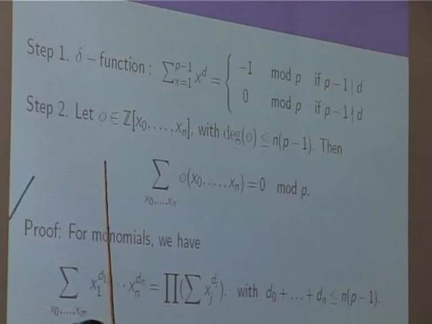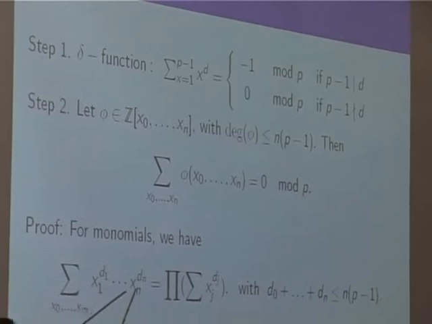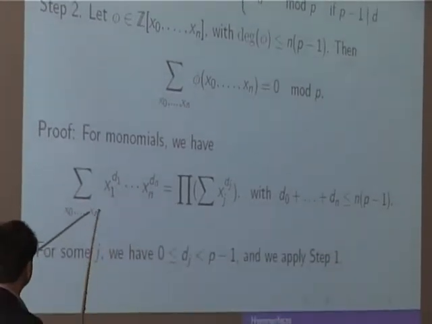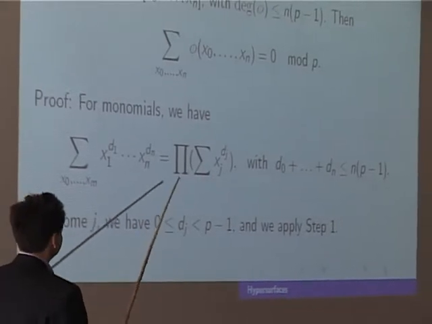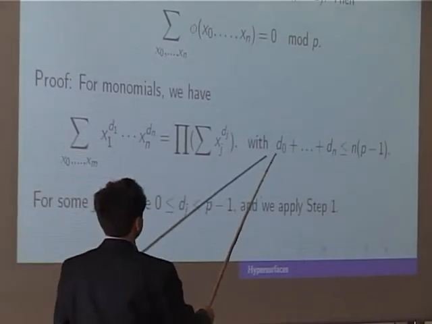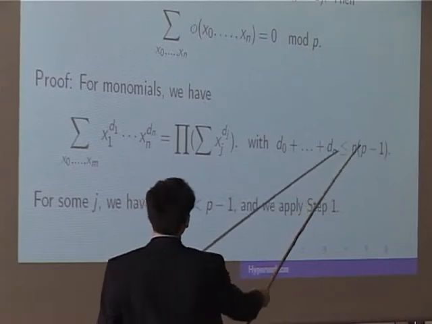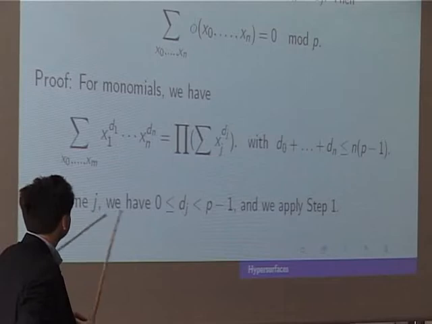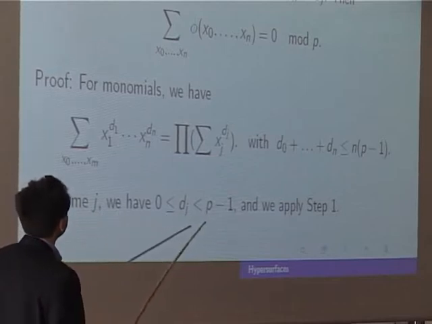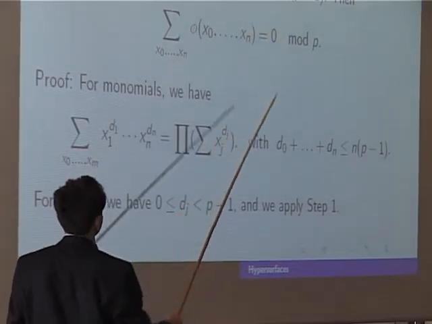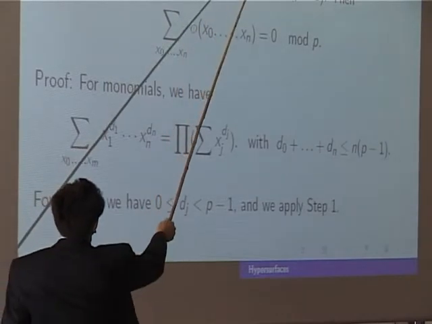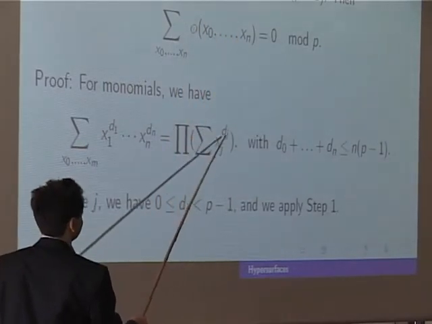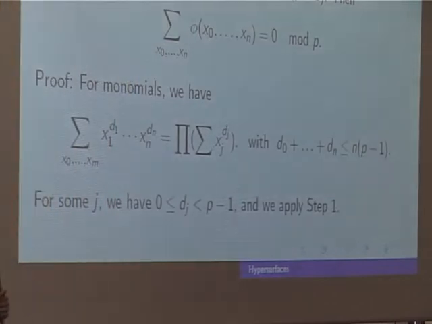So how do we do it? Well, this is the equation with coefficients in the integers. We just do it for monomials. So we have some monomial, d1, ..., dn, so they are fixed, and we are summing over all the x's. And you write it as a product, and then the sum of the degrees is going to be less than this. And then you see that for one of those indices, you have to be in this range, and in this range, you can't have p minus 1 dividing the dj, and so you get 0, and you can apply step 1. One of the sums is 0.